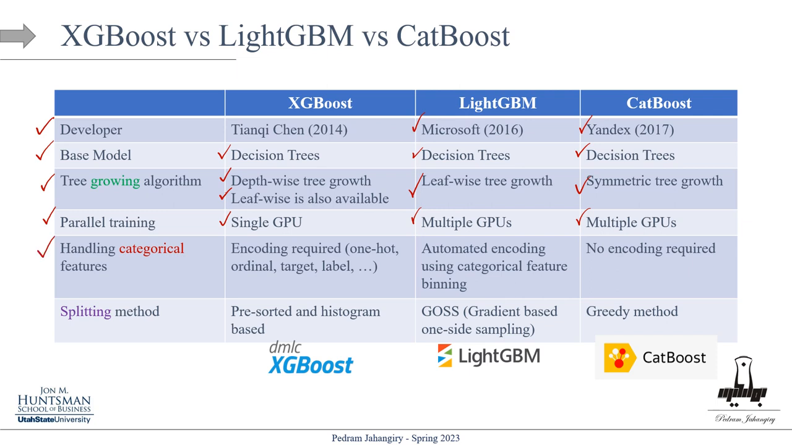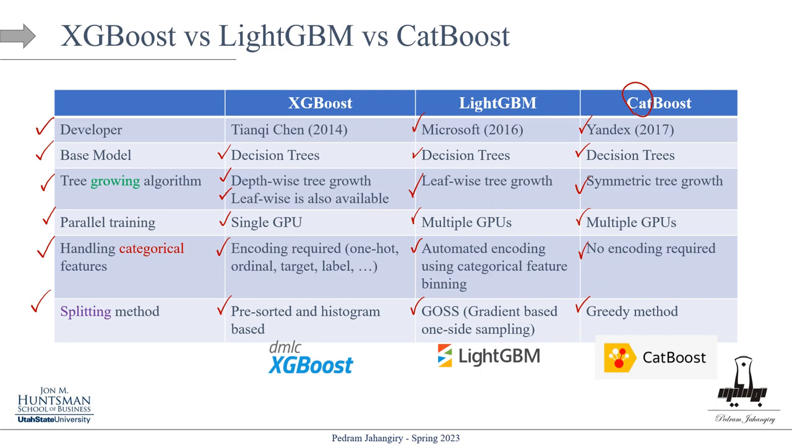In terms of handling categorical features, of course, XGBoost is the worst among the three because it requires encoding, either one-hot encoding, ordinal encoding, target encoding, or label encoding for variables with text. This process is done automatically in LightGBM, but still the encoding is needed, right? So it is needed, but it's done automatically. In CatBoost, it's not even needed, right? So there's no encoding required. That's where the name comes from, categorical boosting. And finally, the difference in terms of splitting: in XGBoost, again, as far as I know, it's pre-sorted and histogram-based. LightGBM is using GOSS, gradient-based one-sided sampling, and CatBoost is using a greedy method. So this is the difference between these three boosting algorithms at a very high level.